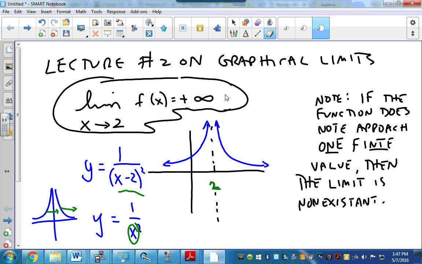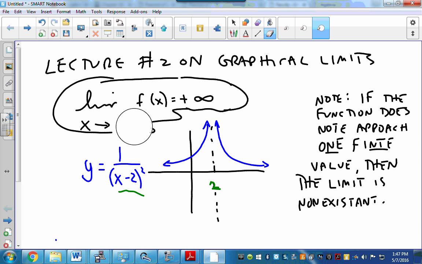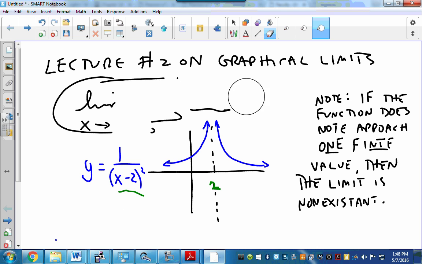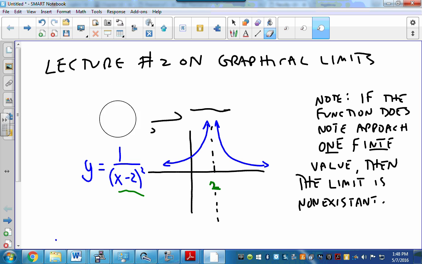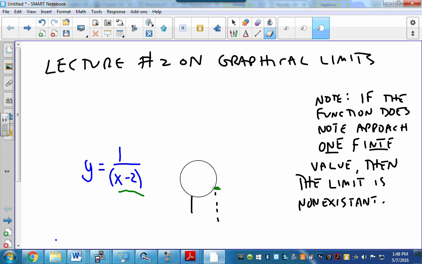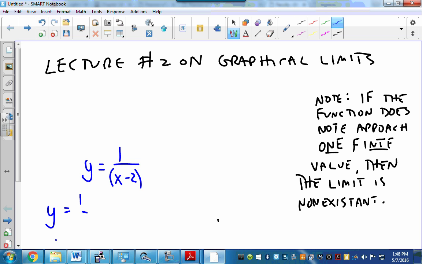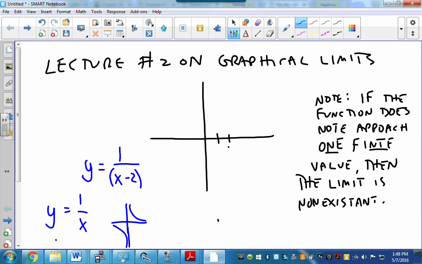If, however, the problem, same function, was asking, let's do it this way. Let me change the function slightly. Let me get a new picture going. I changed the function slightly by taking away the exponent. So now I'm thinking, here's my parent function, 1 over x. And we know what that looks like. It's in your library of functions. You should be very familiar with that. And again, I'm shifting it 2 units to the right. So 1, 2. Here's 2.